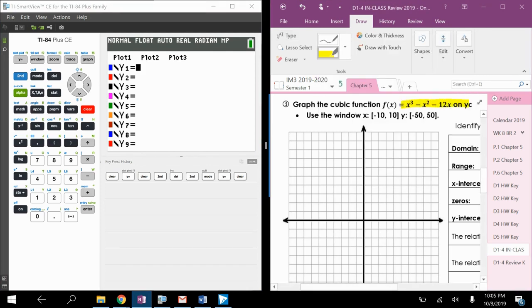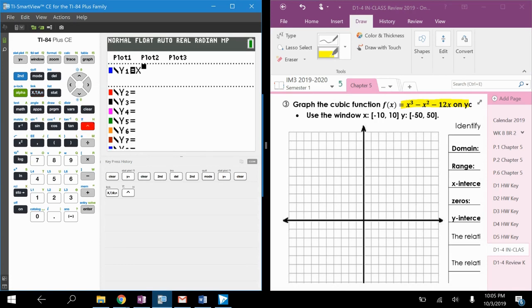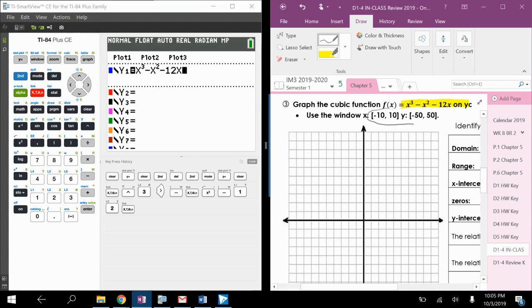So I have X. In order to get to the power of 3, you have to use this little arrow button right here in red and press 3. You can see the cursor blinking, you want to press the right button to get out of the exponent. Minus x squared minus 12x. And then if you notice here in gray, we have this new window.